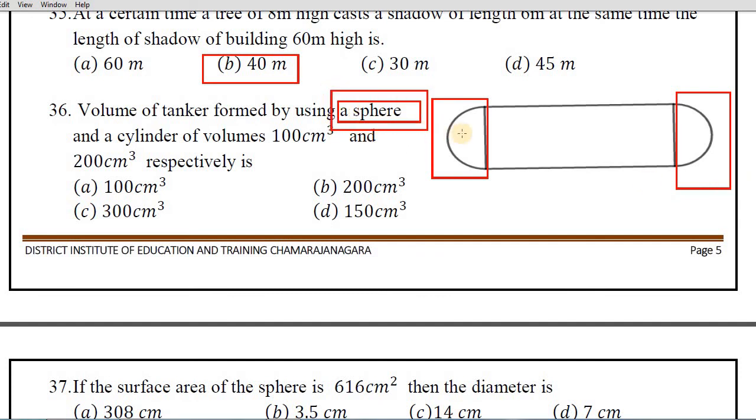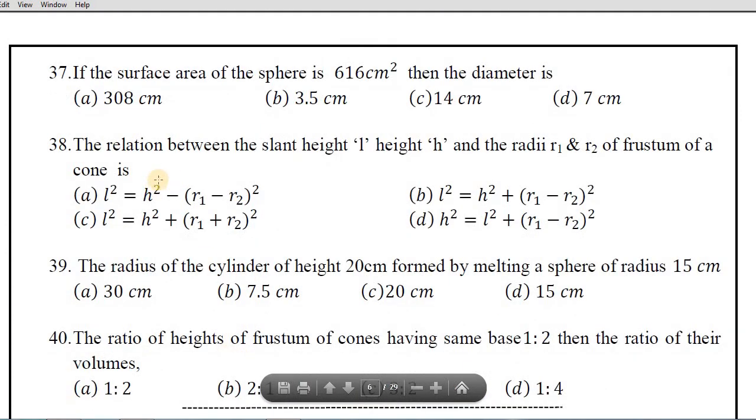So these two hemispheres' volume is 100 centimeter cube. Got it what I said? As you join these two hemispheres, you will get a sphere. So that sphere's volume is 100 centimeter cube. In the middle, which figure is left out now? That is the cylinder. Its volume is 200 centimeter cube. Hence you add 100 centimeter cube to 200 centimeter cube, so you will get 300 centimeter cube, children. Not centimeter square, children, centimeter cube you will get. 300 centimeter cube.